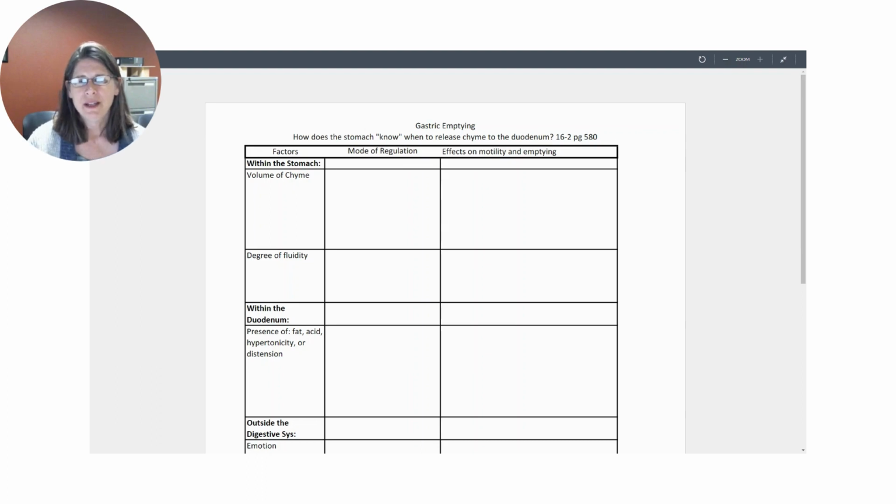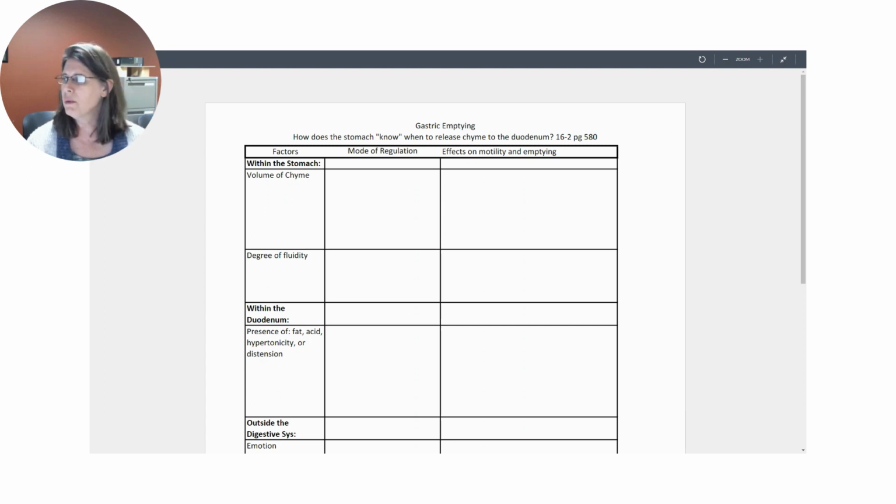Hey everyone, this is the second activity in the digestive system that we did in class. This is gastric emptying. So, again, when you're studying the digestive system, not only are you studying each organ and what the function of each organ is and how it does that, but I want you to understand the control of those organ systems. So in this activity, it goes over gastric emptying. Gastric refers to the stomach.